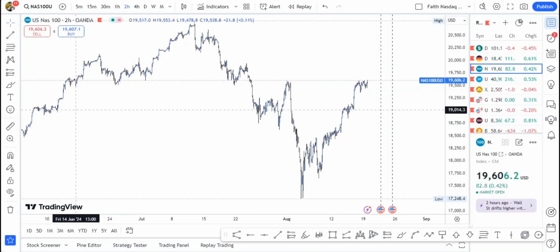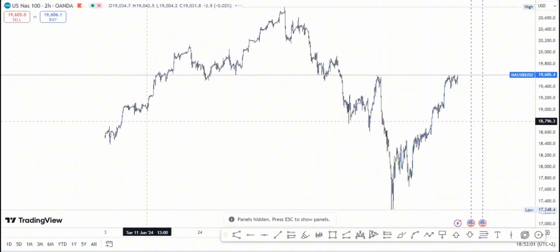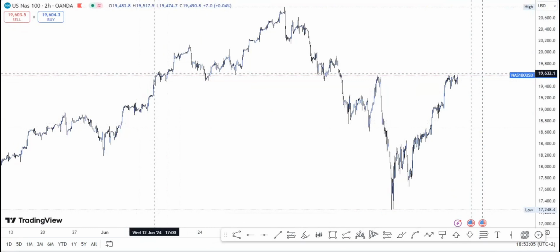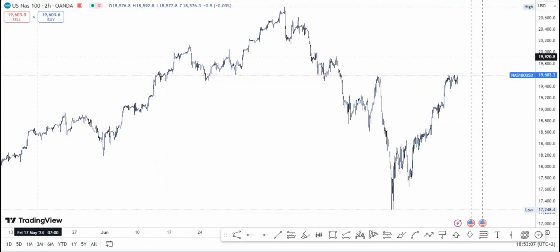As you guys can see, this is not NAS100, so it's gonna be a market breakdown for NAS100 and US30. So let's jump to the video. Let's see what's happening on NAS100, which is Nasdaq.